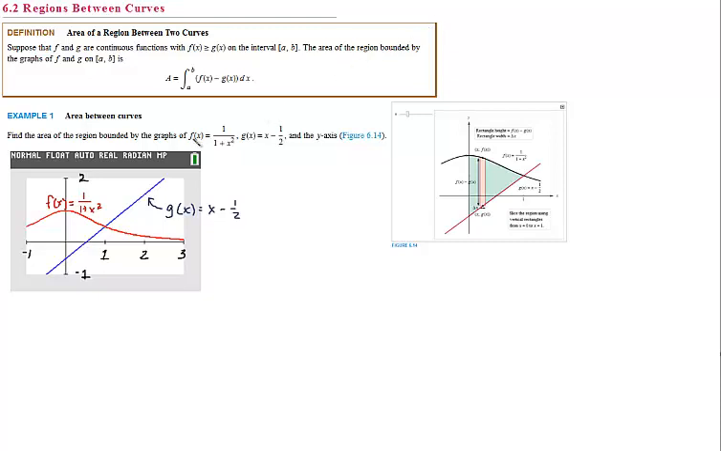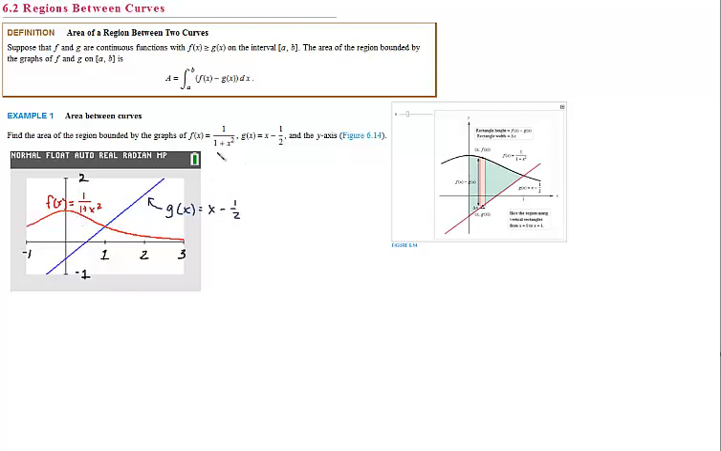We're covering section 6.2, and first up is the area between two curves. We're going to look at this in two respects: with respect to x and then with respect to y.